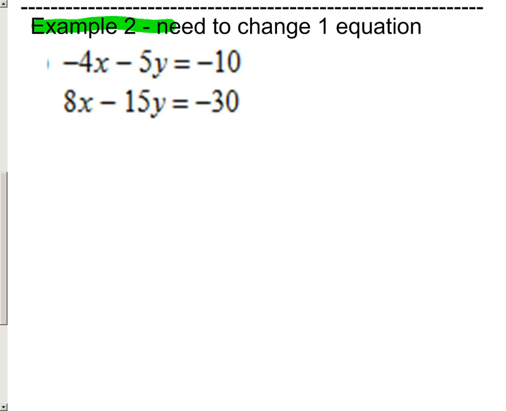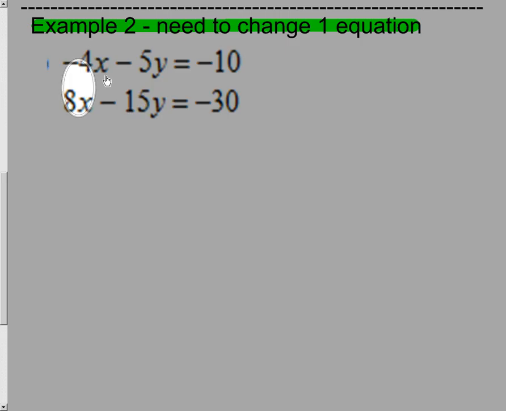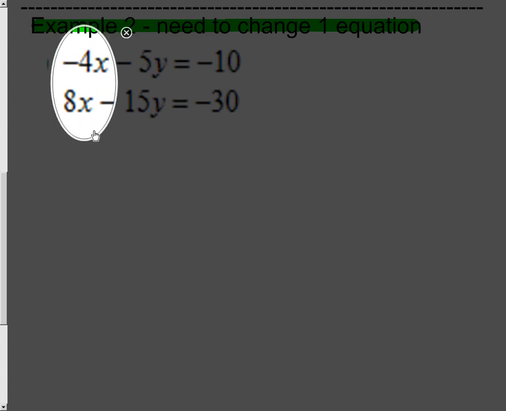Notice that I said this is example 2. I need to change one equation. We can change both, but this is just an example where we could get away with changing one. Let's go through here and let's do this little pairing up move here. Here's my x values. This is an 8x, that's a negative 4x. If I can make this a negative 8x, I could add them, and that would make them go away.